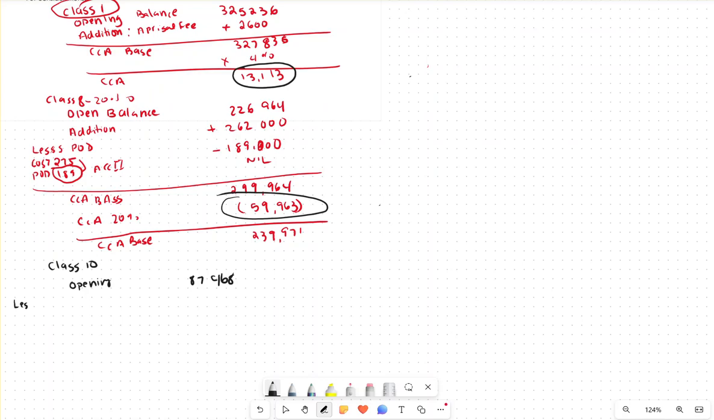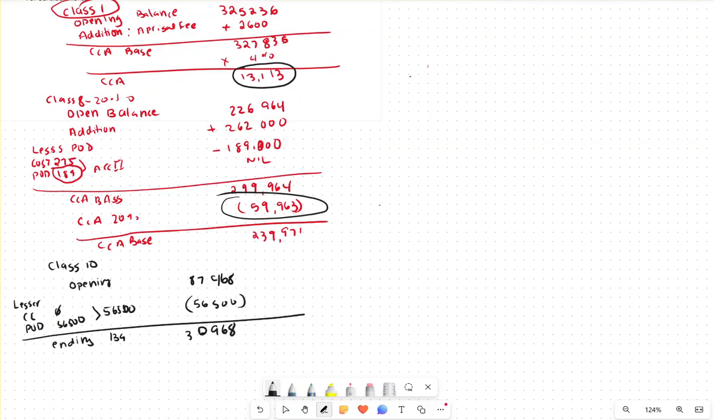If it's not given to us, we take the lesser of capital cost or proceeds. In this case, my proceeds were 56,500. The capital cost is not given, so we take it as 0, but I'm sure there is one. So the lesser of the two is 56,500. I subtract it, and what do I get? We call it an ending balance. In this case, my ending balance in my class 10 was 30,968. So it is a positive balance, and in order to make this 0, I have to negate this balance.